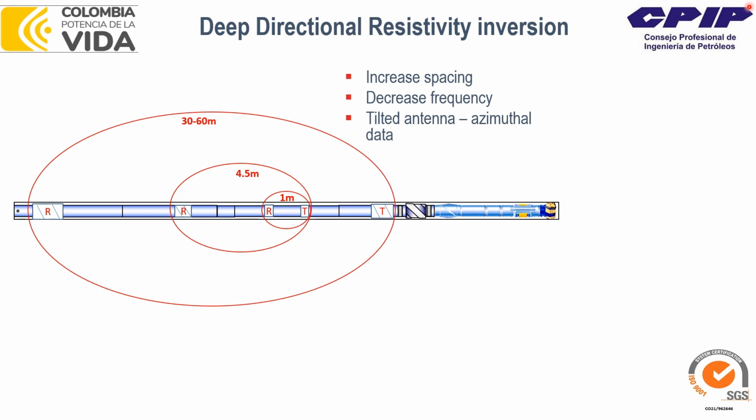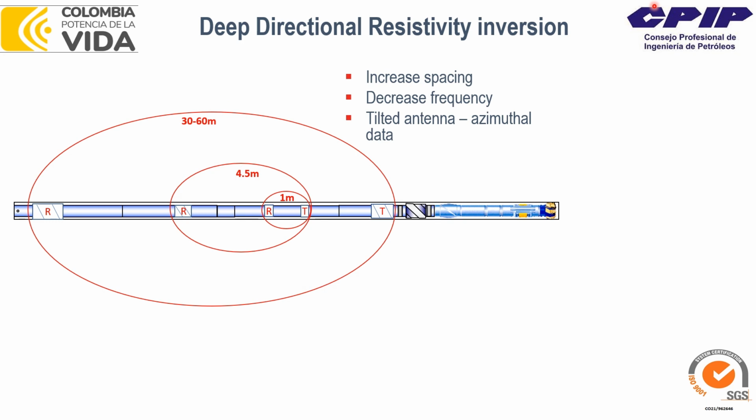And the tilted antenna, of course, to get the azimuthal data, because data with such a big depth of investigation, from even 5, 6, or 30 meters, will be quite useless if we don't know from which direction it's coming. Okay, so to make this technology work properly, it needs to have all these requirements built in.